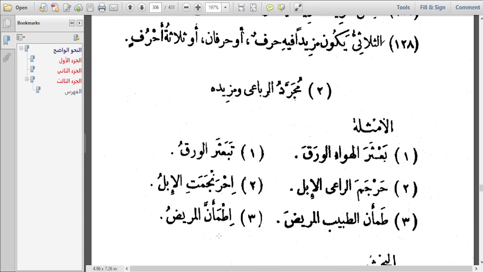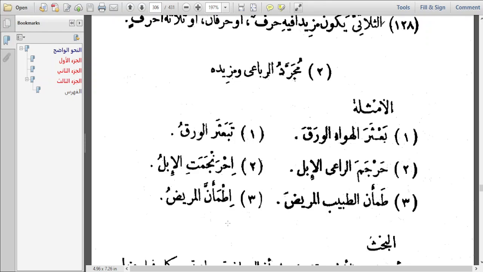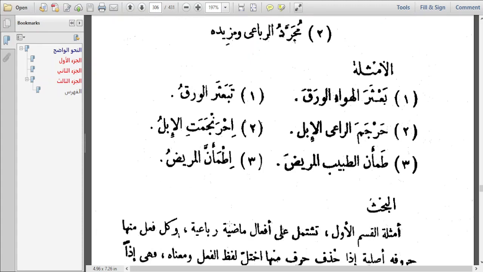Tafa'lala, ifa'lalla, if'anlala. Those are the 3 meters you can have when you want to add a letter to the 4 radical verb. What is happening here? You can add 1 letter, which is ta, and get taba'thara. You can add 2 letters, which are alif and noon, ihranjama. When you add 2 letters, you now have 6 letters for the verb, and that ends it. You can't have 3 letters added to a 4 radical verb.